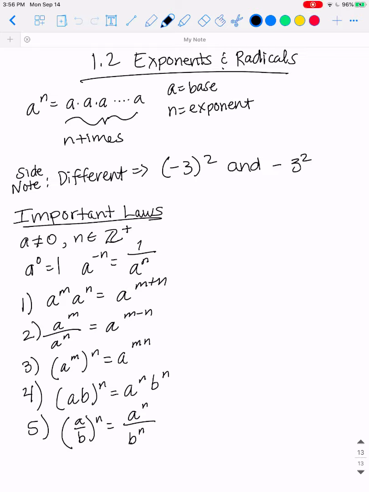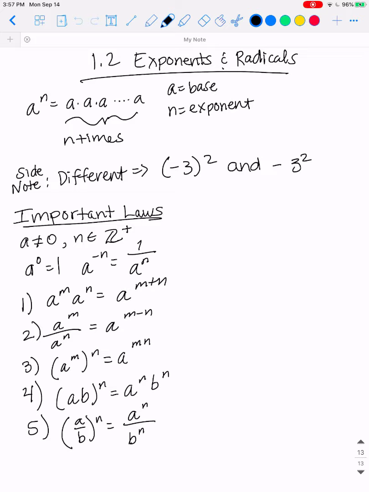Okay, so we're going to be going over section 1.2, which covers exponents and radicals. So here we can see our variable a is raised to the exponent n. Our a is the base, and this means that a is just multiplied together n times.